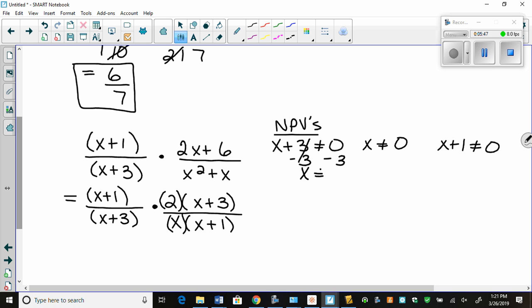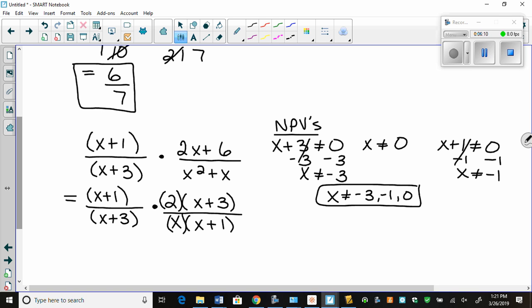So x cannot equal negative 3, 0, and negative 1. Like these ones were easy ones. But if the x is negative, for example, people get those ones wrong all the time. So we have our 3 non-permissible values. If we want, we can write them together: negative 3, negative 1, and 0.